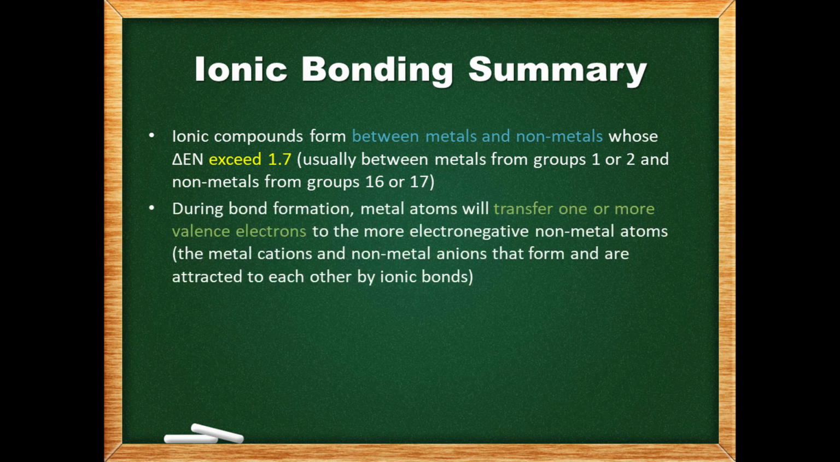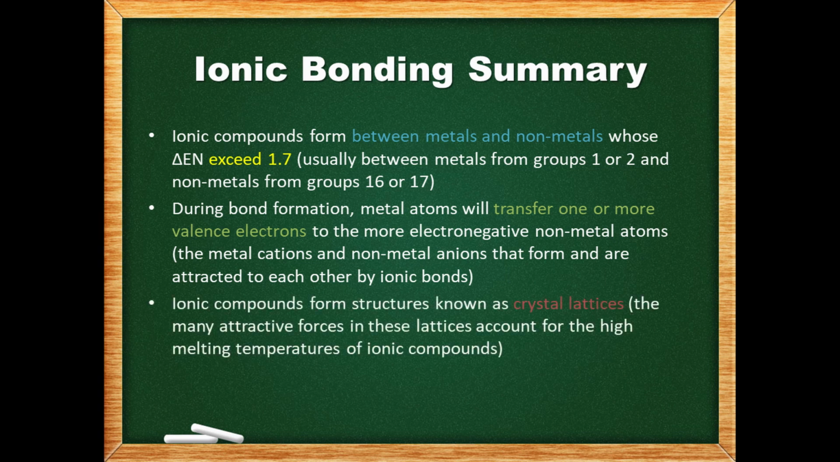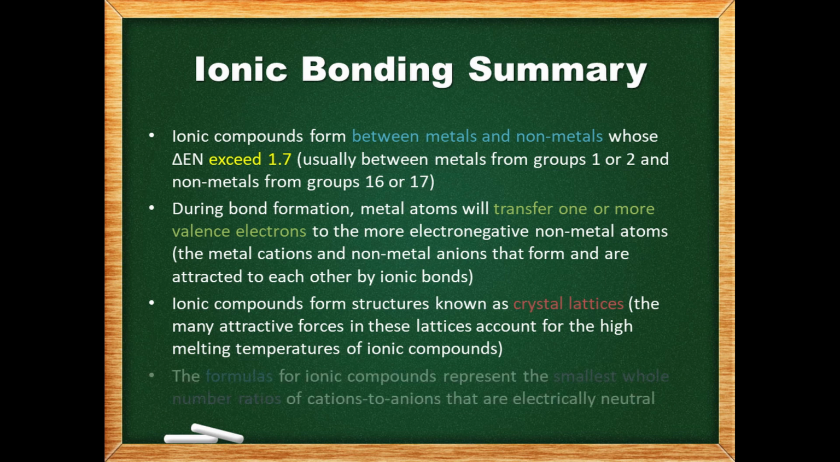During the formation of an ionic bond, metal atoms will transfer one or more valence electrons to more electronegative nonmetal atoms. Ionic compounds form structures known as crystal lattices. Finally, the formulas for ionic compounds represent the smallest whole number ratios of cations to anions that are electrically neutral.